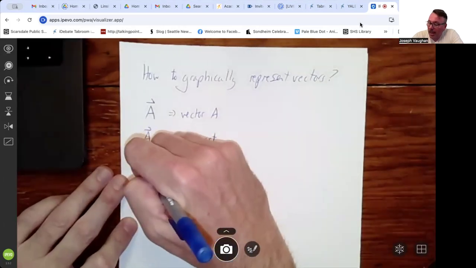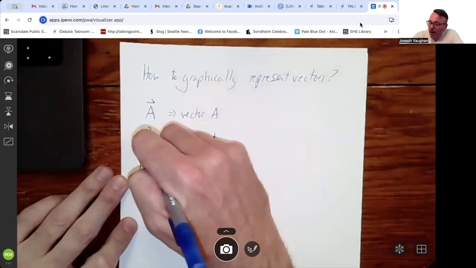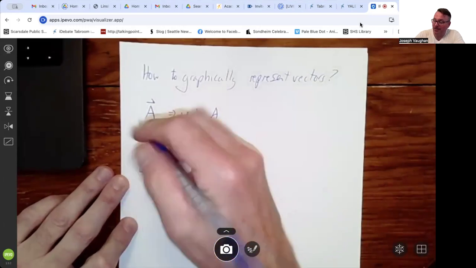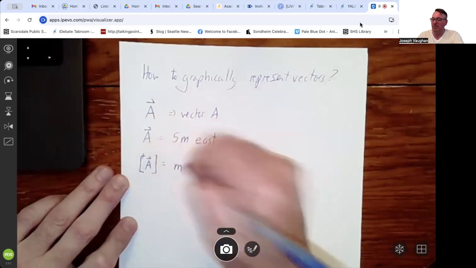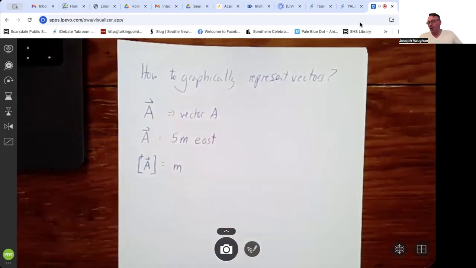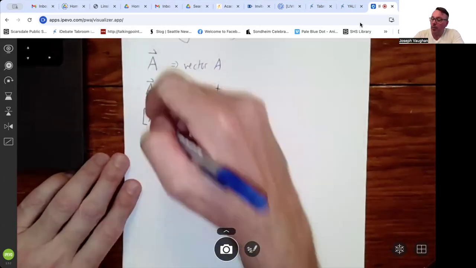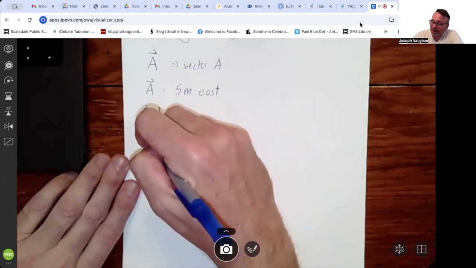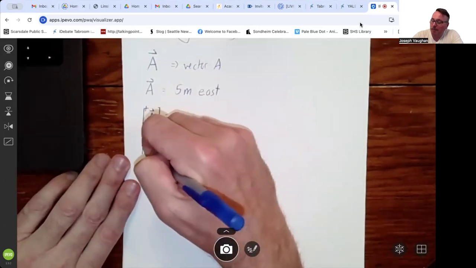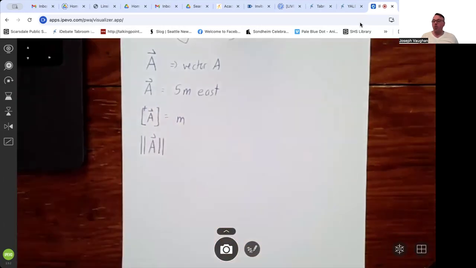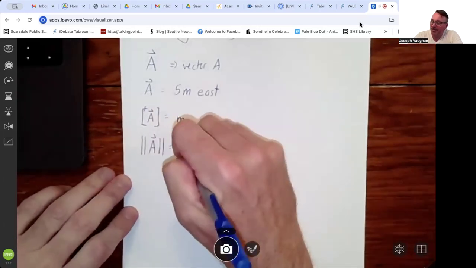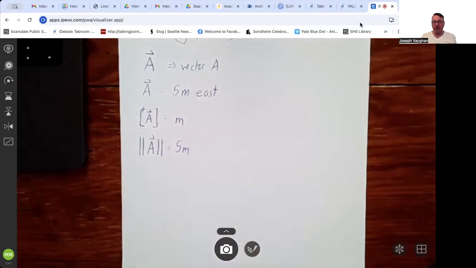So here we go. If I put a hard bracket around that, we know that that would be meters because the units of A are meters. So technically, the way we say the magnitude of is a double bar around the vector quantity. So this would say 5 meters. So the measurement of A is 5 meters.